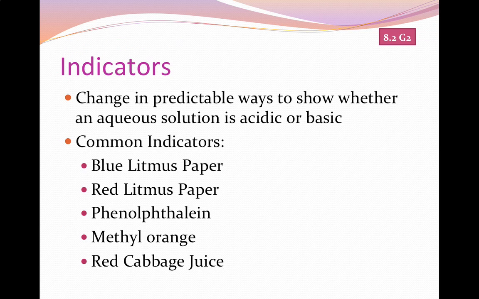Okay, indicators are things that change in predictable ways to show whether an aqueous solution is acidic or basic. So that's what an indicator is. They change in predictable ways to show whether an aqueous solution is acidic or basic. And we're going to talk through some of the common indicators here.